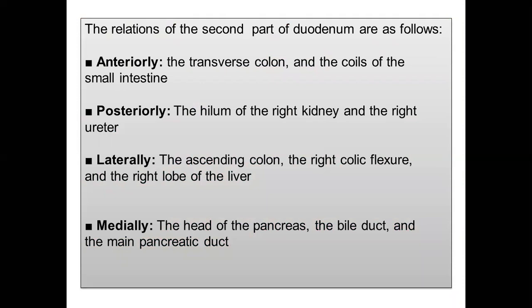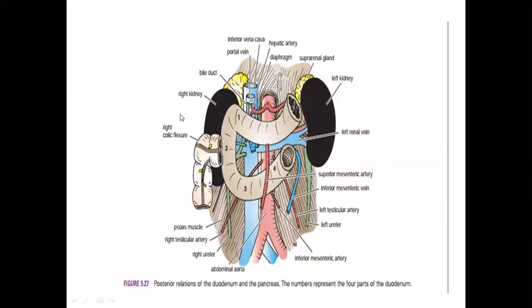Now coming to the relationships of the second part of the duodenum, anteriorly we have the transverse colon and the coils of the small intestine. Posteriorly, we have the hilum of the right kidney and the ureter. You can see here that the right kidney is there, and the hilum of the right kidney is below this part. The blackish one is the right kidney. And this is the second part of the duodenum that we are talking about here.